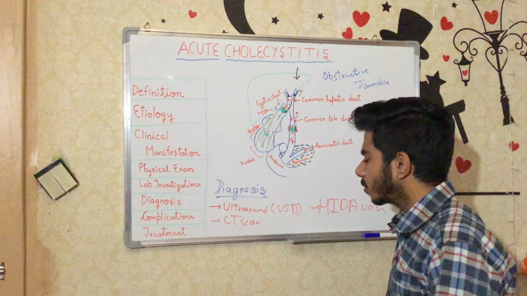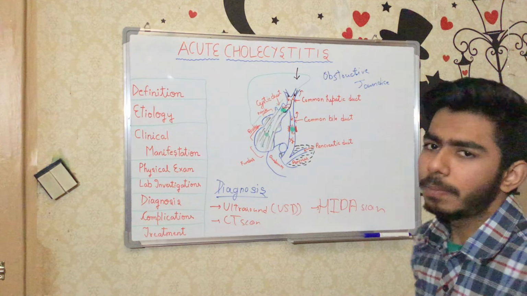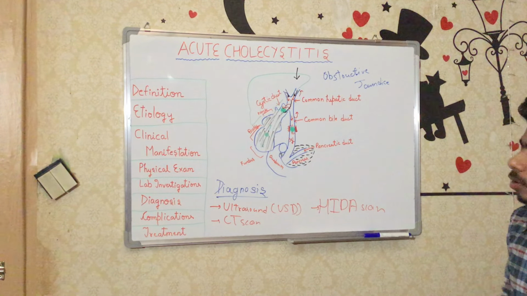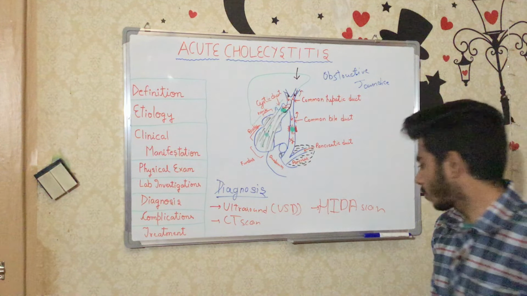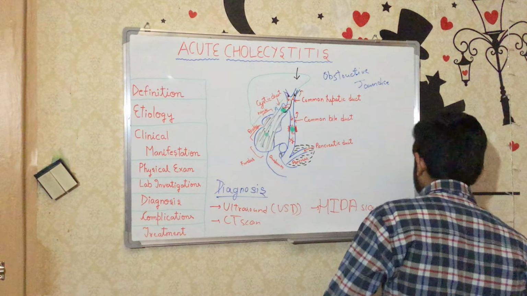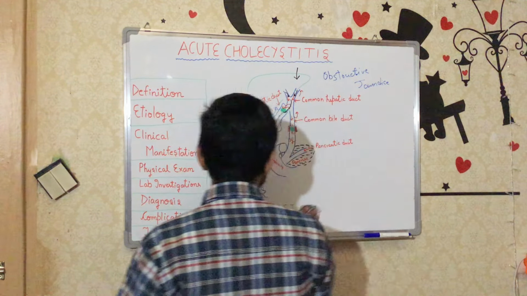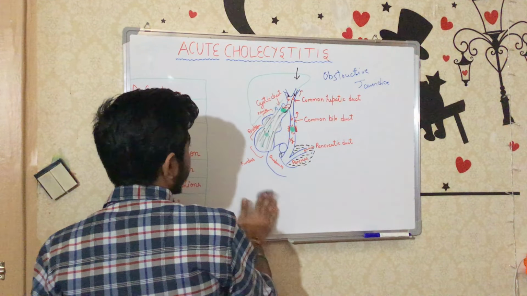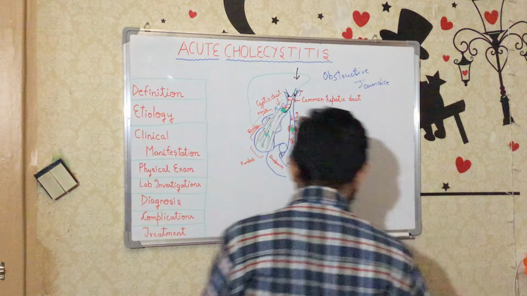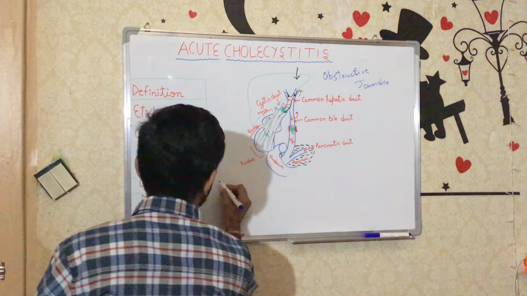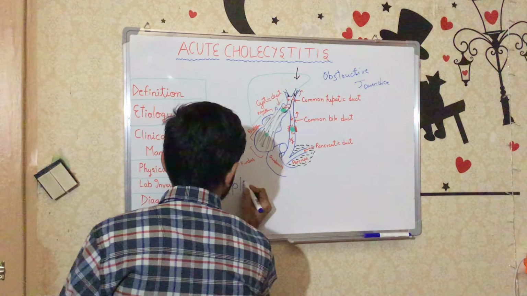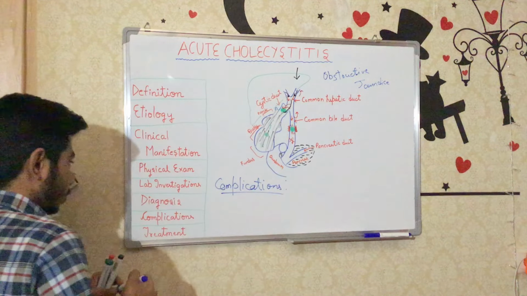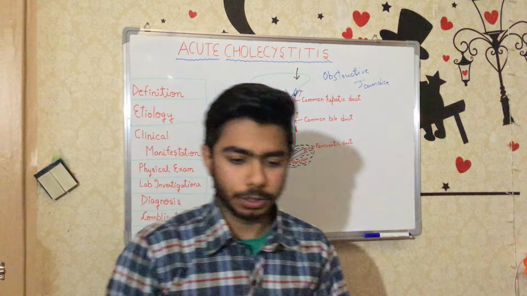So this was about the diagnosis. Now let's talk about the complications. What complications could they have? Actually, there are many complications with acute cholecystitis patients. This is not so good. So let's talk about that. About the complications. What are the complications in acute cholecystitis patients?